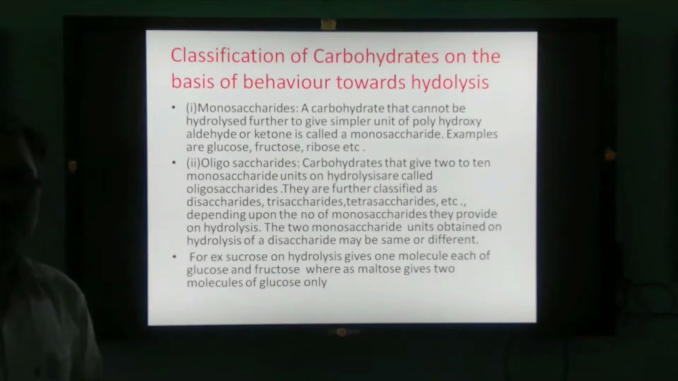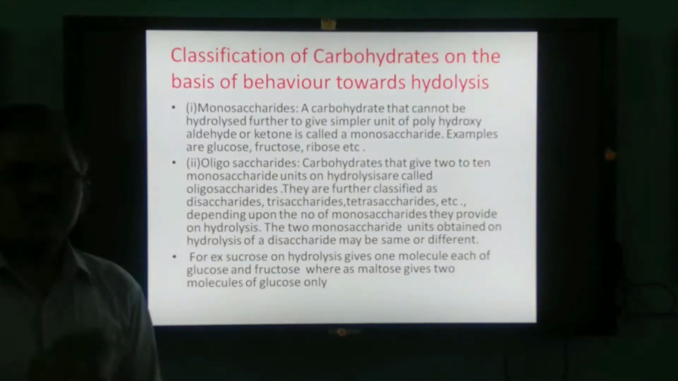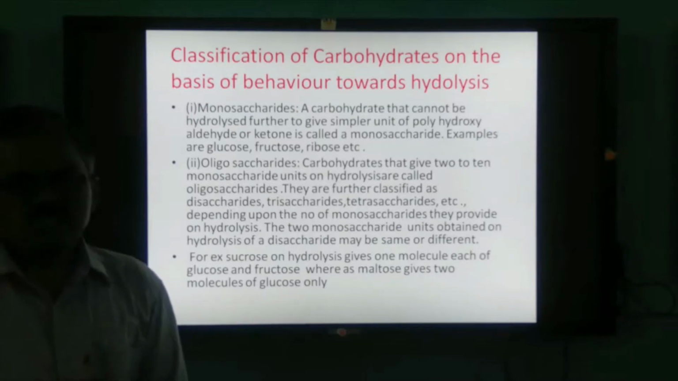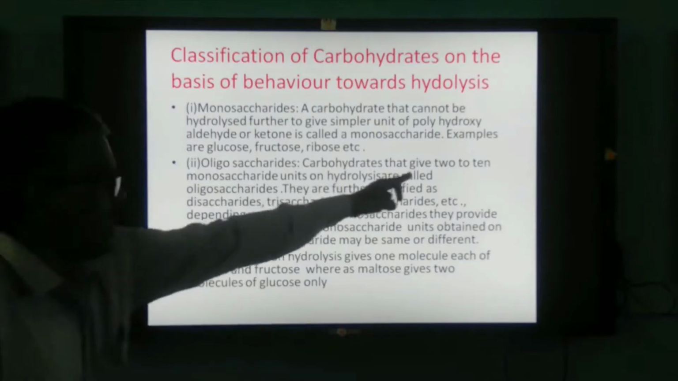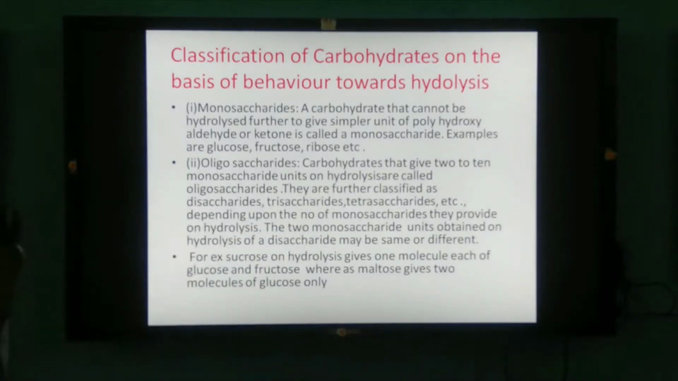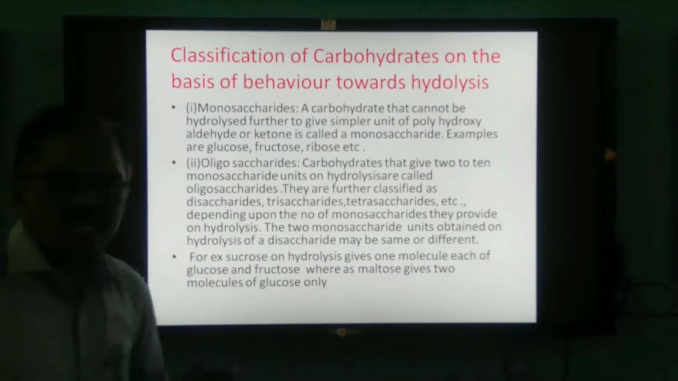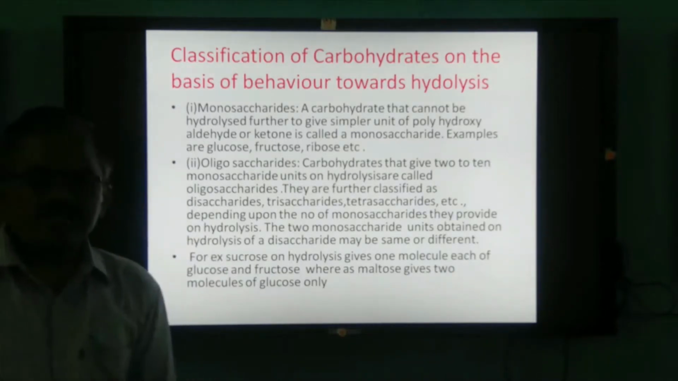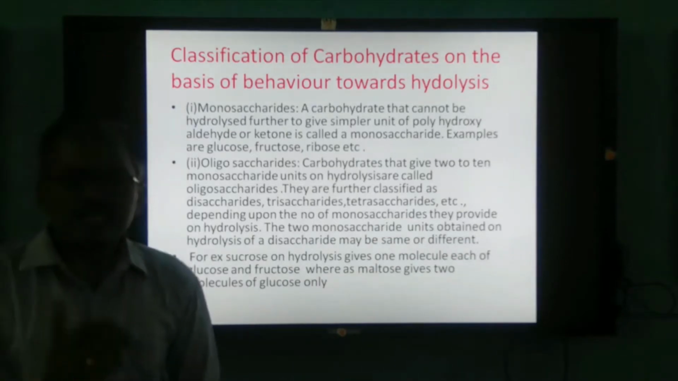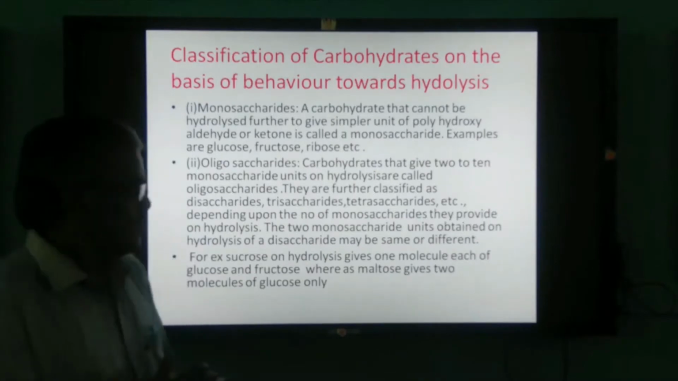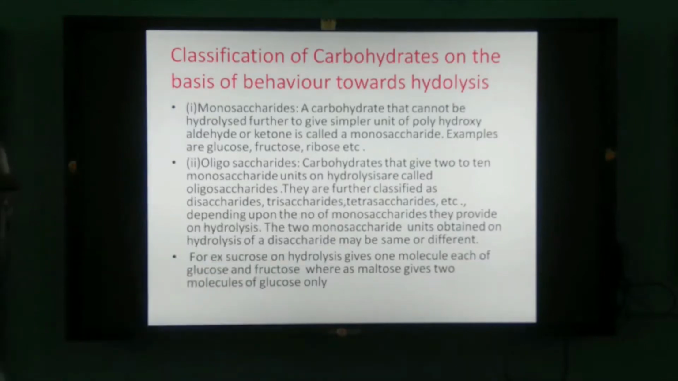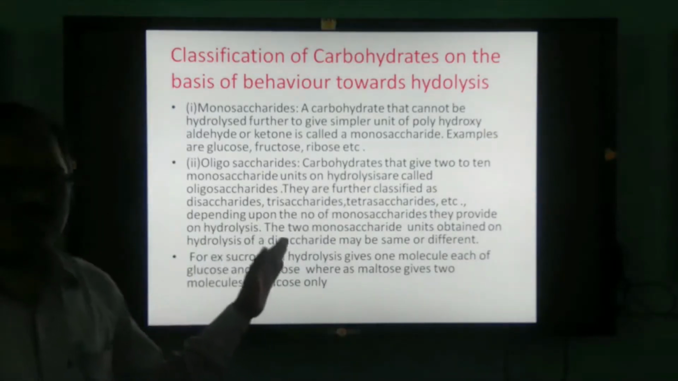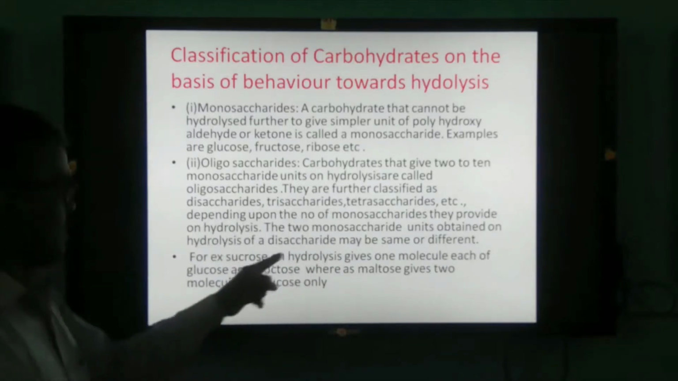What is an oligosaccharide? Oligosaccharides are carbohydrates which on hydrolysis give 2 to 10 monosaccharide units. These oligosaccharides are again classified as disaccharides, which give 2 simpler units on hydrolysis, trisaccharides which give 3 units, tetrasaccharides, etc., depending upon the number of monosaccharide units they produce on hydrolysis.